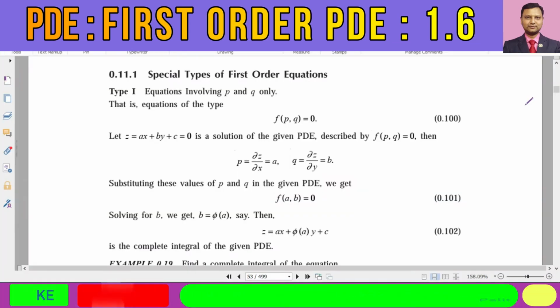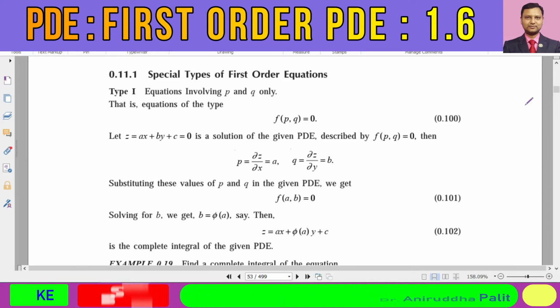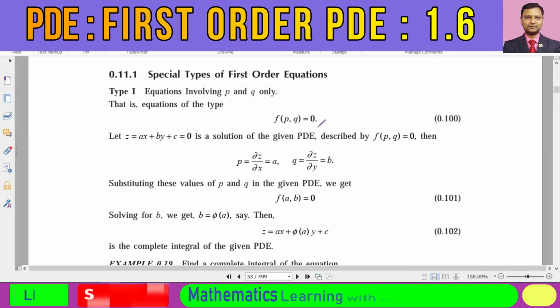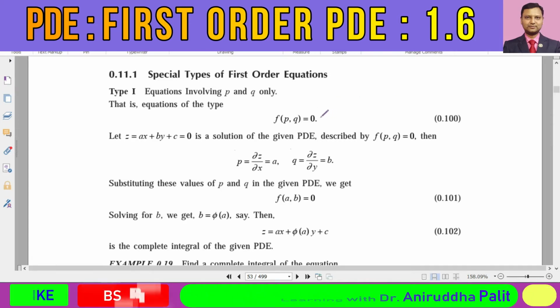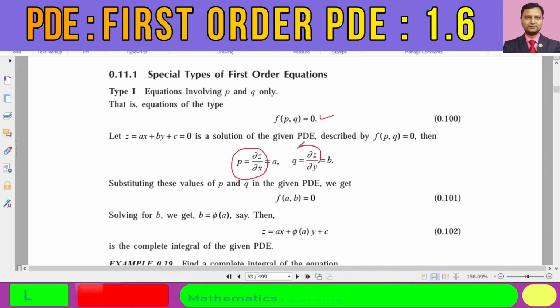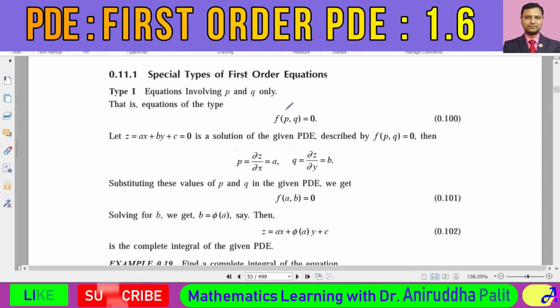Let's start this second part. Let's start the different types of equations to be solved by Charpit's method, and we mainly categorize them into four categories. We call them type 1, type 2, type 3, type 4. So the first type of equation that we generally deal with is a differential equation involving only the partial derivatives p and q. Partial derivative p means del z del x, and partial derivative q means del z del y. So involving these two quantities, sometimes we are given a partial differential equation.